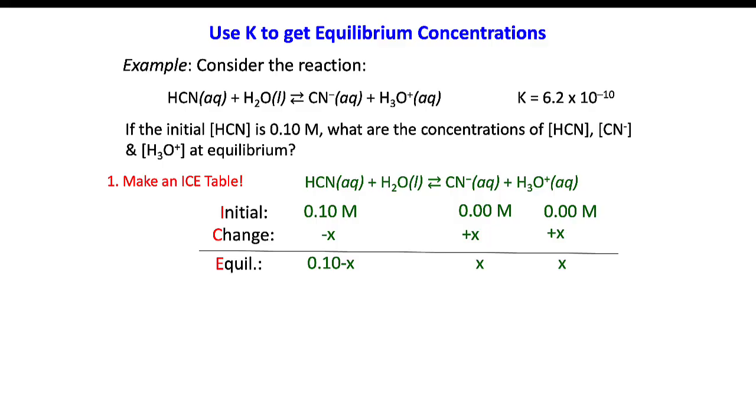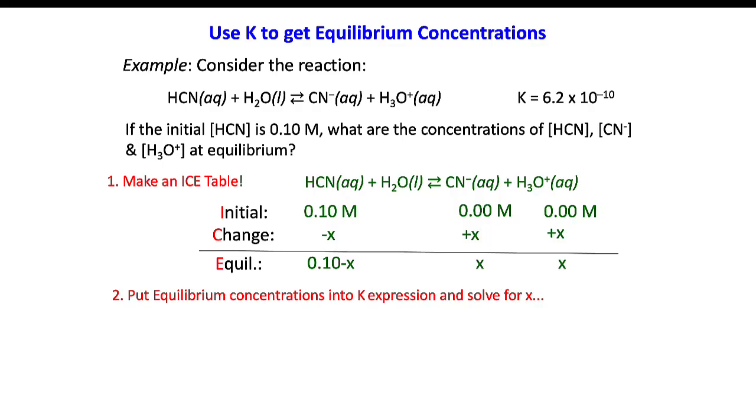The change row is honestly the hardest one to define, so define that one. Make sure that you are getting coefficients that are the same as in the balanced chemical reaction. They're all 1 here, so it's a little easier, because once we have that, it's simply I plus C: 0.1 minus X for HCN, and X each for the two products. Now let's put these into K and solve for X.